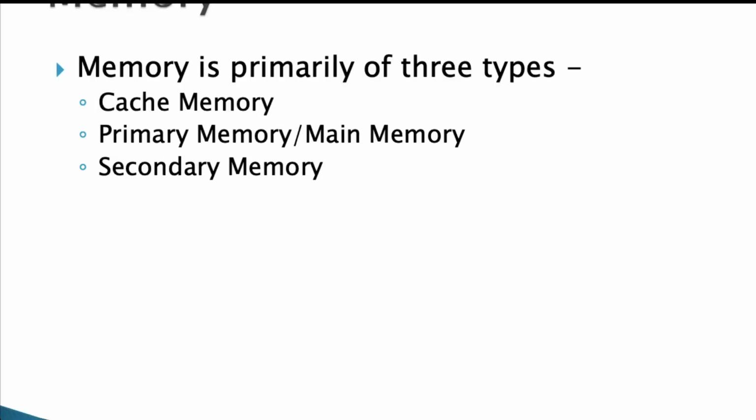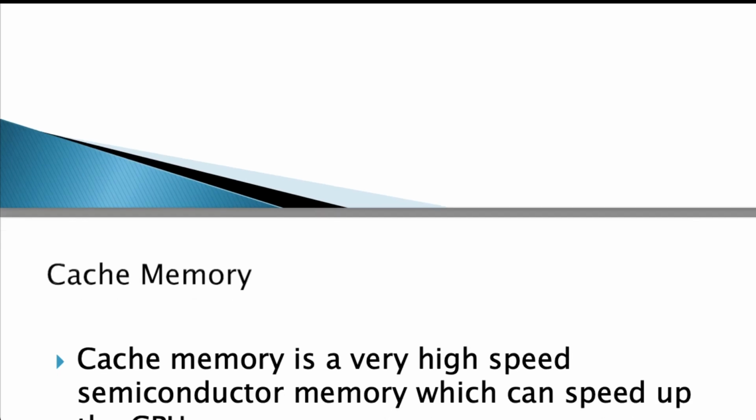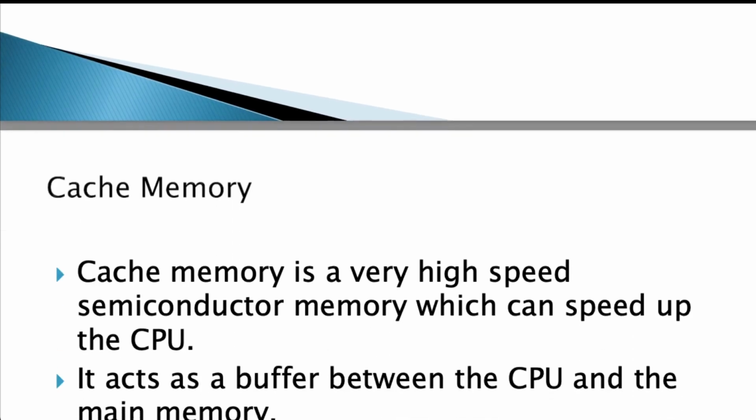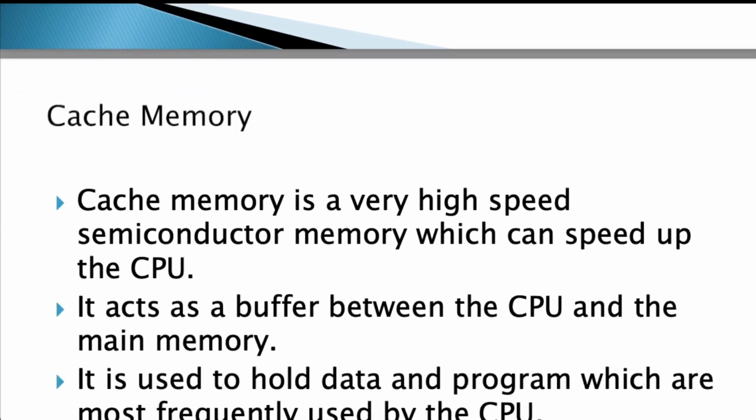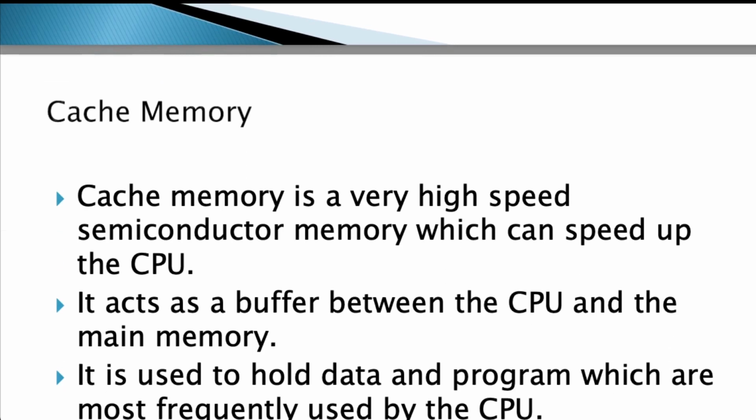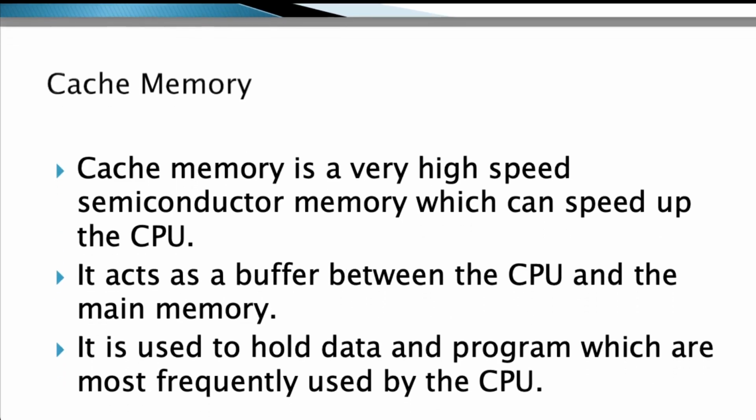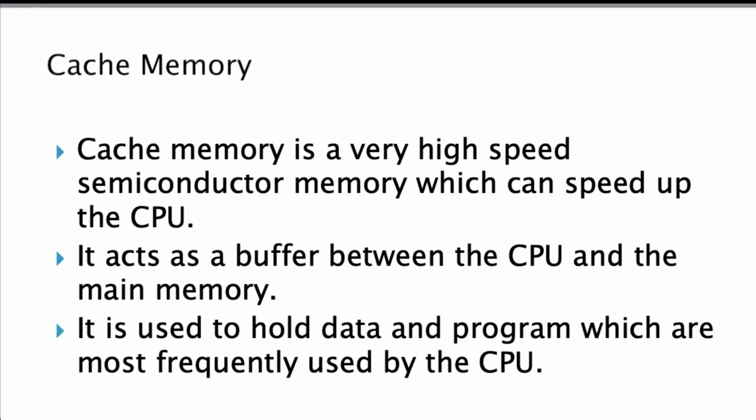If you talk of the cache memory, a cache memory is a very high speed memory, and this cache memory is basically used to speed up the CPU. This cache memory is smaller in size and it serves as a buffer between the CPU and the main memory. The job of a cache memory is basically to hold the data and the programs that are more frequently used by the CPU.